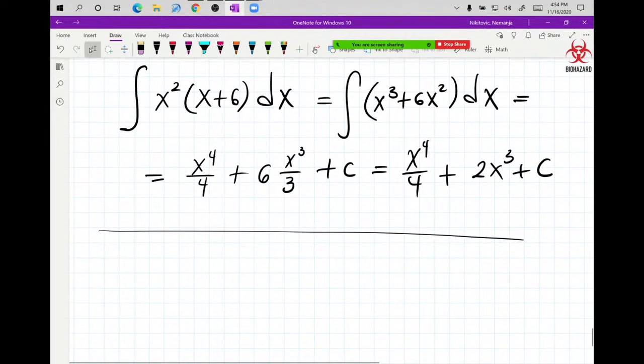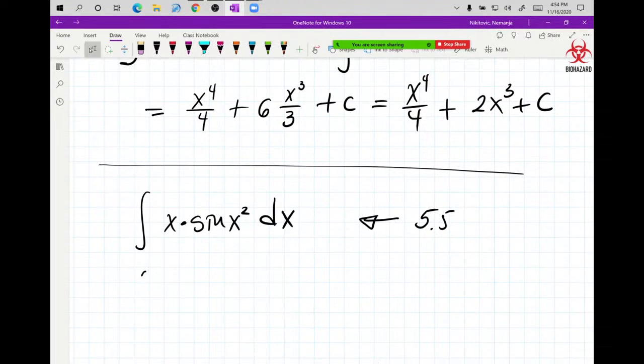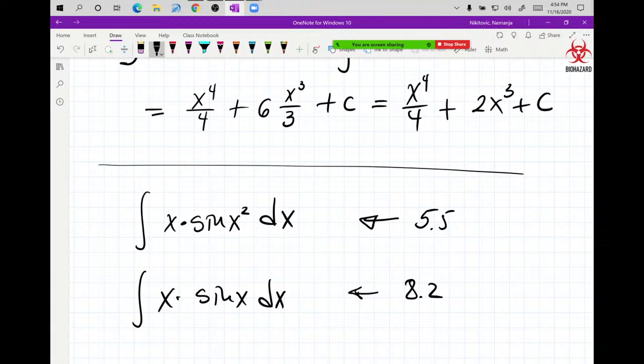But if you are to have something like this, let's say you have the integral of x times sine x squared dx, this is going to be a problem that has multiplication, and it's going to be a problem that is in 5.5. And a problem with x times sine x dx, which is also a multiplication problem, now there's no squared on x, is a problem that's going to be in 8.2. This is going to be the opening or introductory problem of 8.2 in Calc 2.